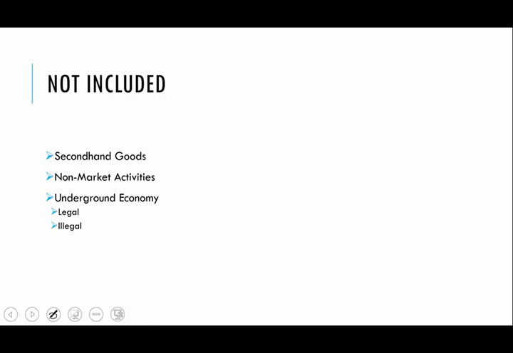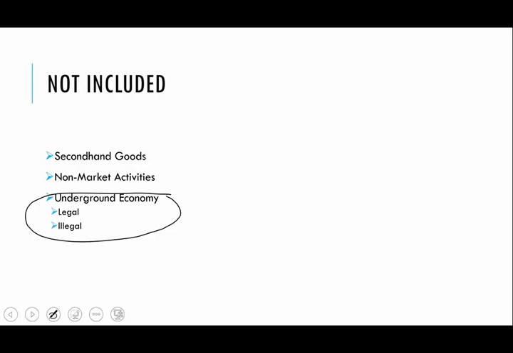Illegal are things that are illegal. Very unusual for somebody to report their drug money to the IRS. I would say probably never happens. So illegal activities are not included in GDP. Legal activities that are underground are not included. And in these cases, and we expect these are over 10% of the economy, in these cases it's simply because we don't have the data to count them.